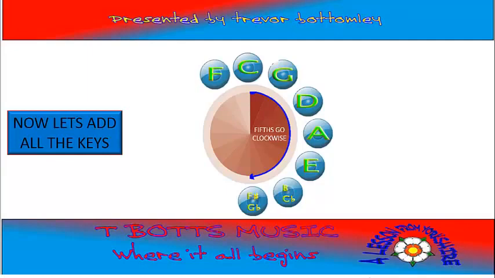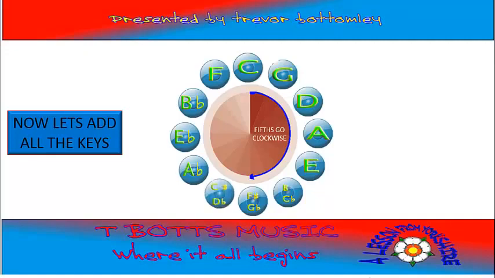Now on the other side of the circle, at 5 to 12 we have the key of F. 10 to 12 we have the key of B flat. 1/4 to 12 we have the key of E flat. 20 to 12 we have the key of A flat, and 25 to 12 we have the key of C sharp and D flat, another enharmonic situation.